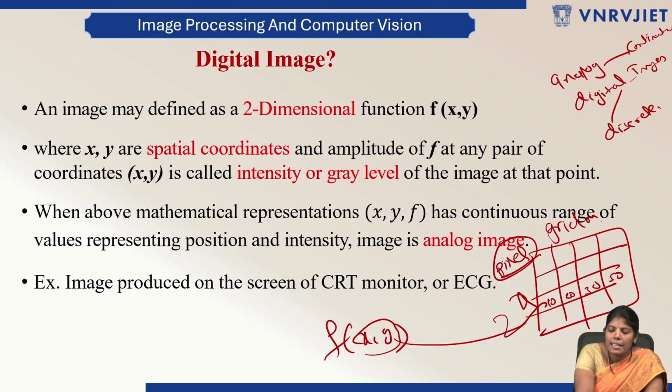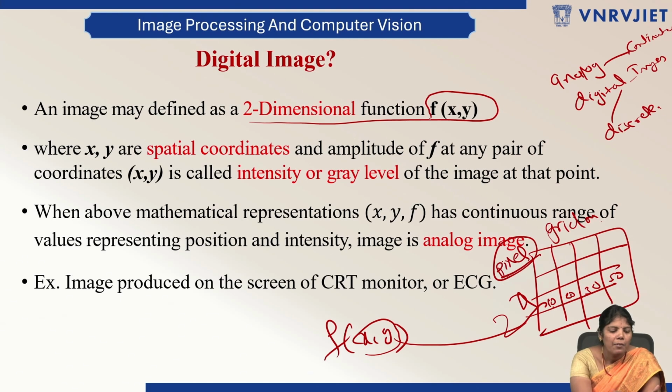So this is the image data. Based on these values only, you can identify the colors of that particular image. Okay, you can see the definition. An image may be defined as a two-dimensional function f of x comma y, where x comma y are the spatial coordinates and f at any pair of coordinates x comma y is called the intensity or the gray level.